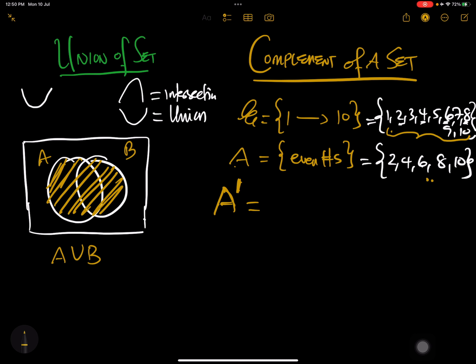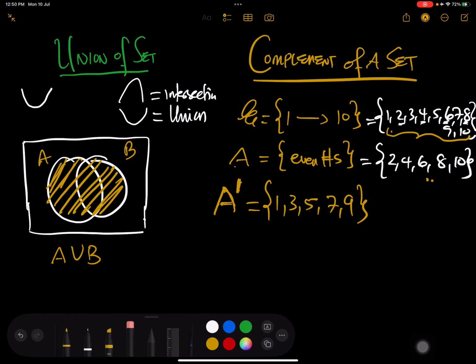So what is not in A is 1. The next thing that is not in A is 3. The next one too is 5. The next one is 7, and the next one is 9. You can see that. So that's A complement. I hope the complement of a set is clear.